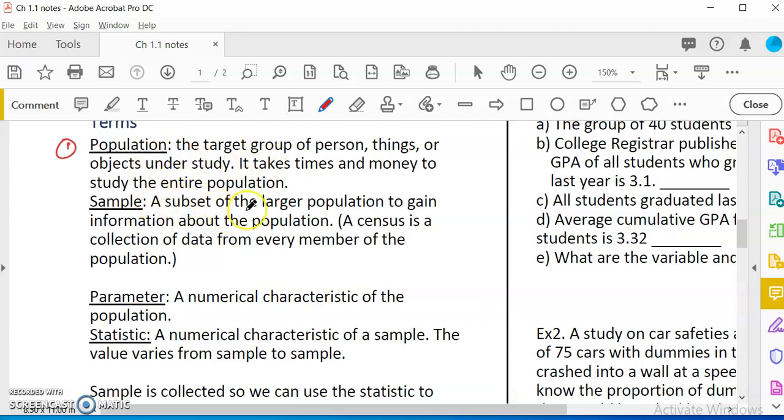Sample is a subset of the larger population that you have collected, so you can gain some information about the population. So this is the second term. Very often when we do inferential statistics, we would collect a sample, we present the sample data, but then we make generalizations about it for the population.